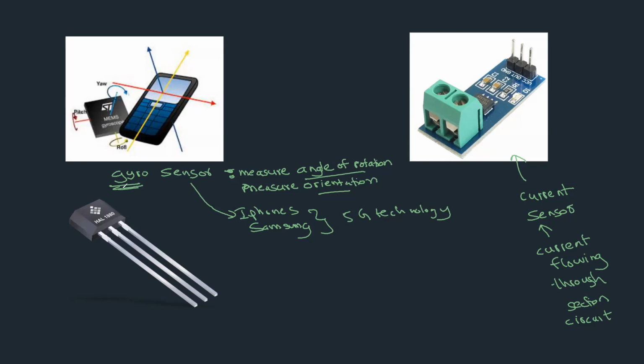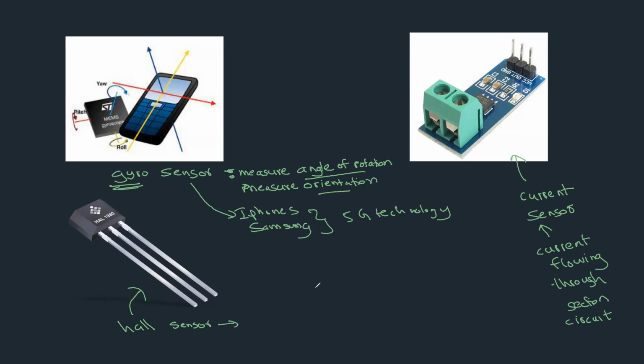wheelchairs, automatic wheelchair projects. Likewise, where you want to rotate a certain object and measure the rotation, you use gyro sensors. Then we have the Hall sensor. This is also one of the sensors that are useful for several applications.